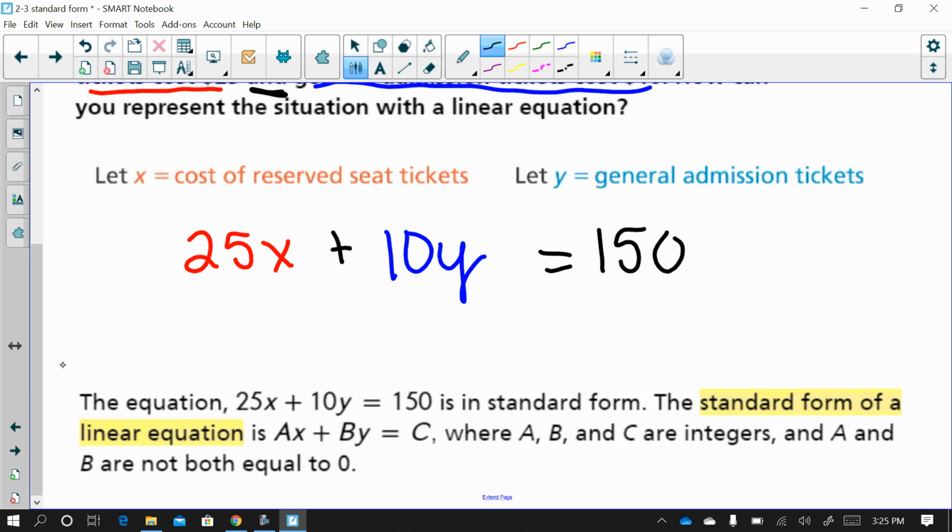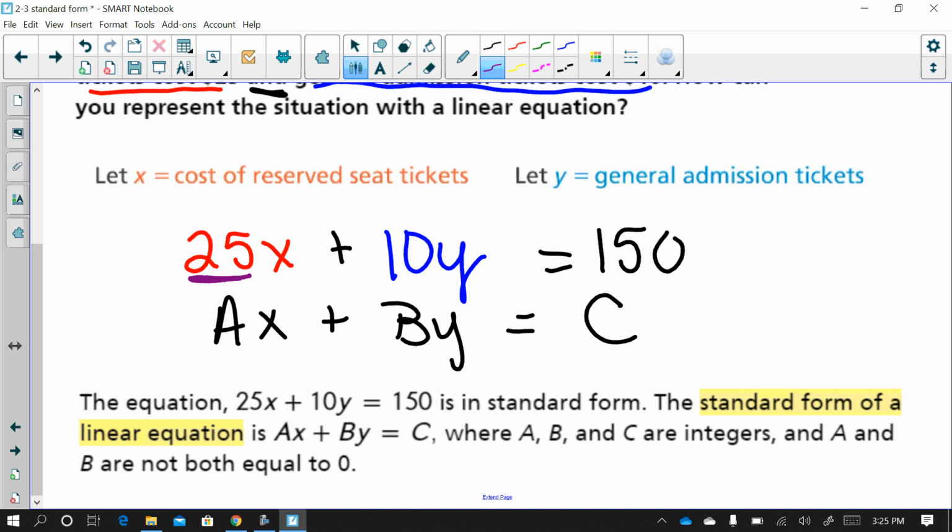Standard form of a linear equation: ax plus by equals c. And here are the rules. a, b, and c have to be integers, and a and b are not both equal to 0. One could be 0, but not both of them at the same time. So for this equation, a would be 25, b would be 10, and c would be 150. So just a, b, and c.